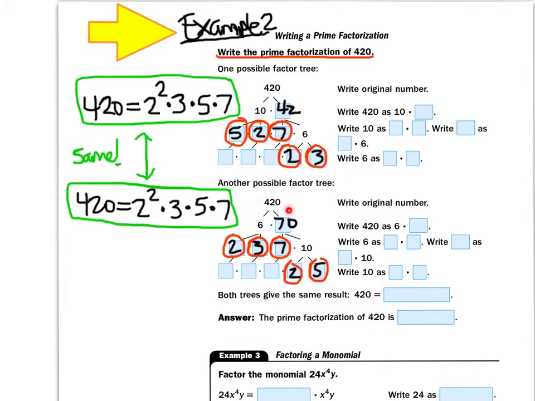Now, take a look down here. Let's say that we didn't start with 10. Let's say we started with 6 times 70, and then we went on. Well, again, we could break apart the 6 to be 2 times 3. We could break apart 70 to be 7 times 10. And then we can break apart the 10 to be 2 times 5. And so I'd circle all my primes, and then I would put them in order again. But I want you to notice something. No matter how we do our prime factor tree, we end up getting the same answer. And that's kind of cool.